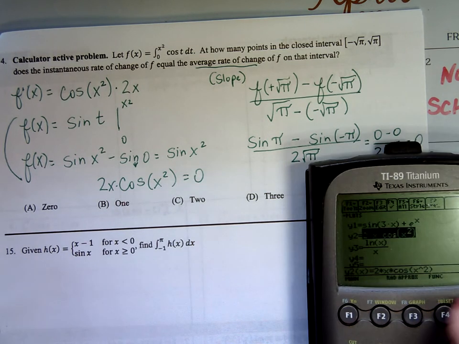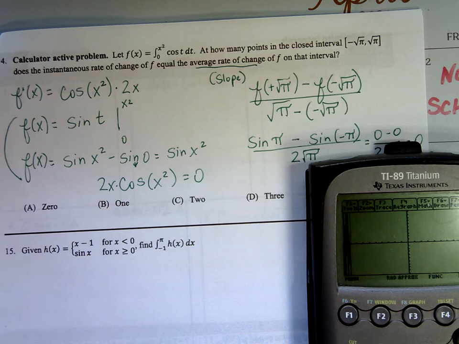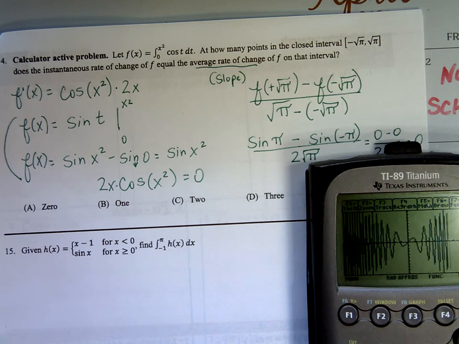The graph is kind of funky. Look at this oscillating deal. It goes crazy and then it kind of mellows out and then it goes crazy again. It's like, all right, here I go, I'm taking a breath, everything's all right. And then it goes whack job again. And the question is, between negative square root of pi and positive square root of pi, how many times does it equal 0? How many times does it cross the x-axis?